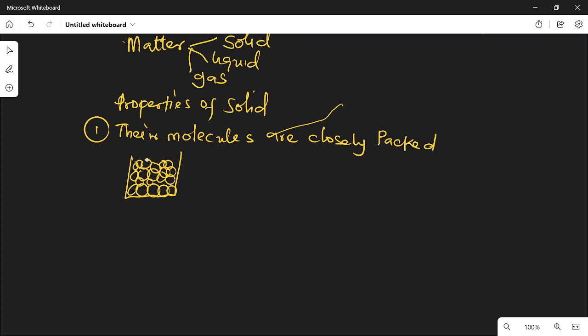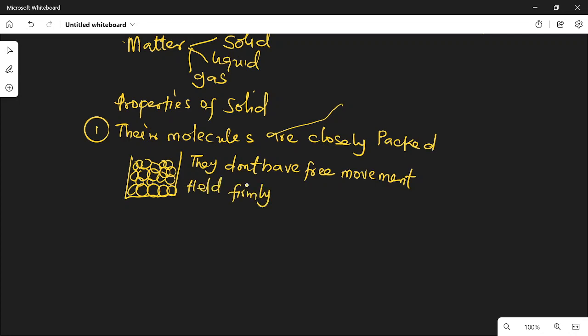Now, because of how their molecules look, they don't have free movement. Of course, you don't expect them to have free movement because their molecules are already closely packed. So because their molecules are closely packed, they are held firmly.